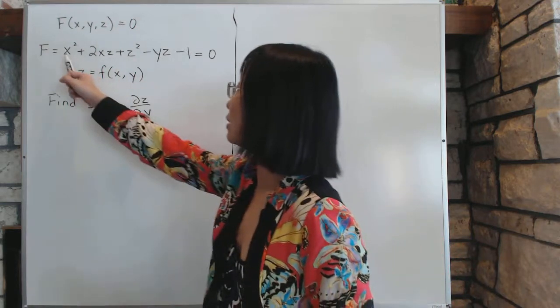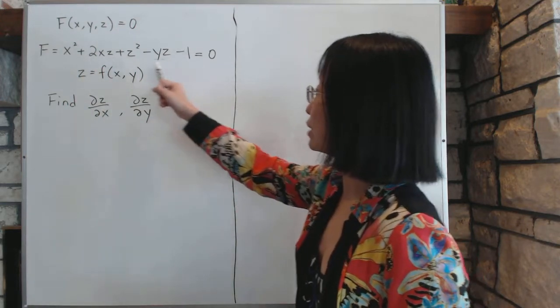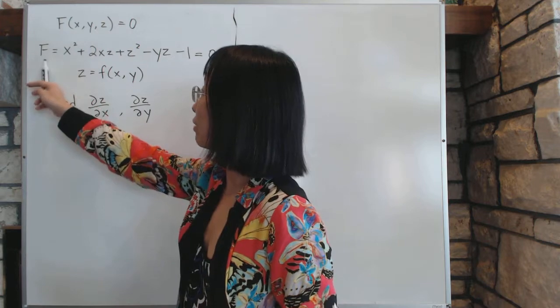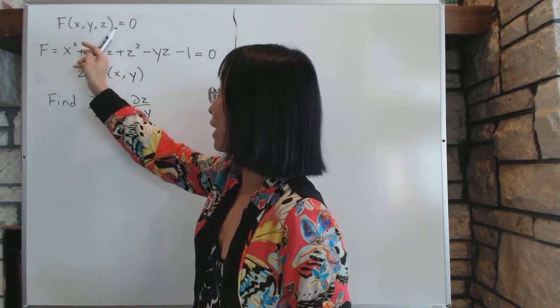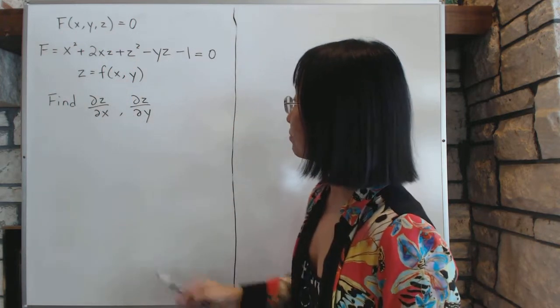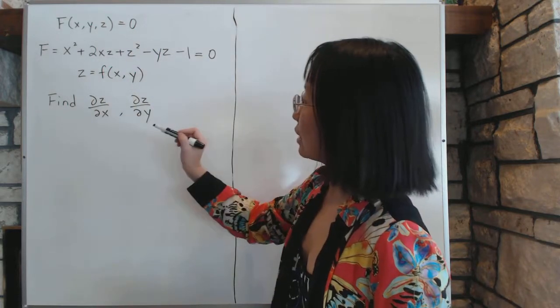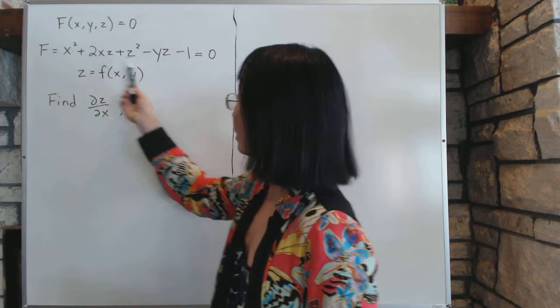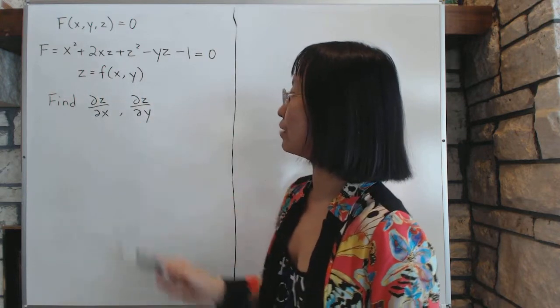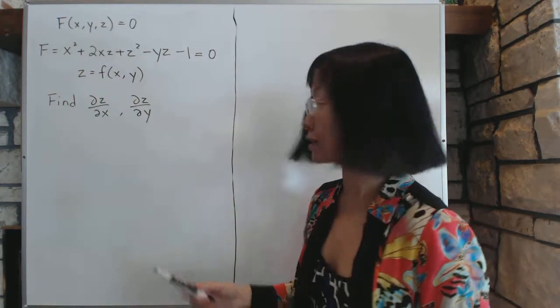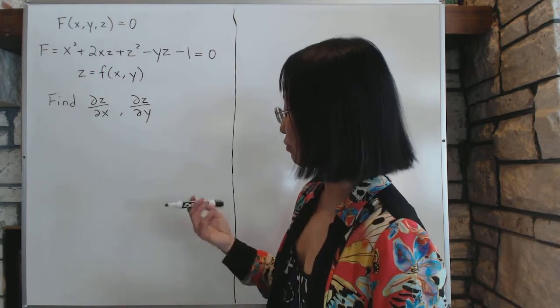This particular equation, this whole arrangement here, we call it a function of x, y, and z, and we set it equal to 0. So this particular relationship is one variable being related to the other. So when this happens, suppose we're told to find partial z partial x and partial z partial y. How would we do that?